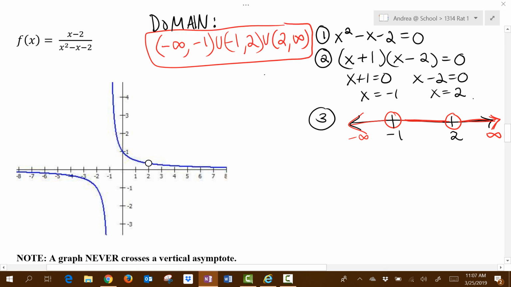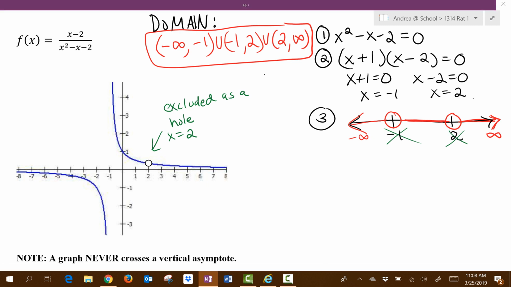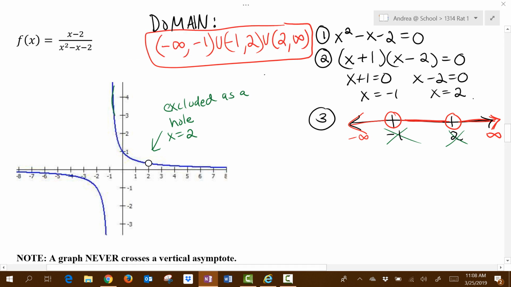So the question comes as to what are the physical manifestations on the graph if we're not allowed to use an x value of -1 or 2. What does that do to our picture? So it looks like at x equals 2 we have a hole in the graph, so it is excluded from the graph as a hole. Notice that the graph comes right up to that x value of 2 and then keeps going right along on the other side.